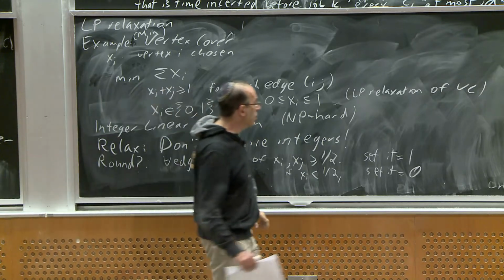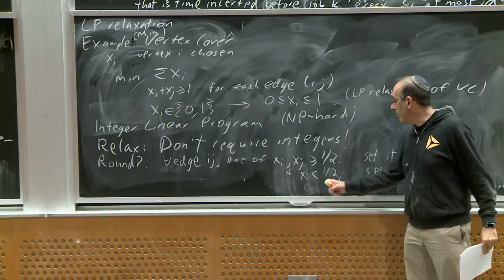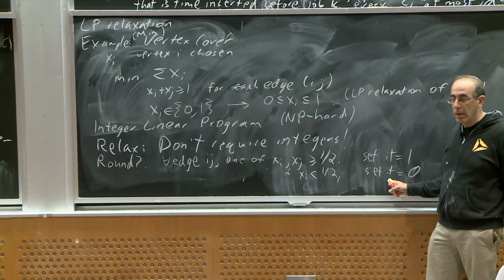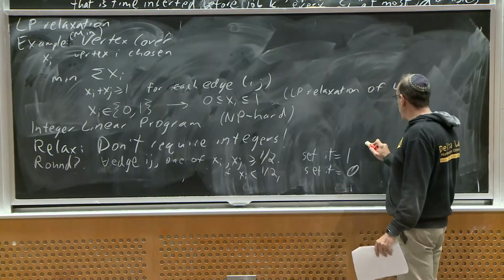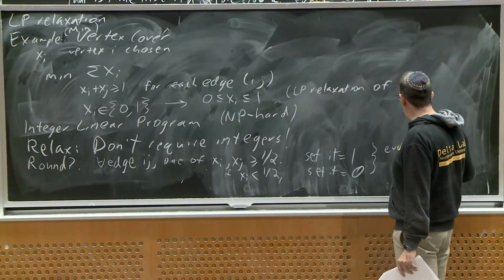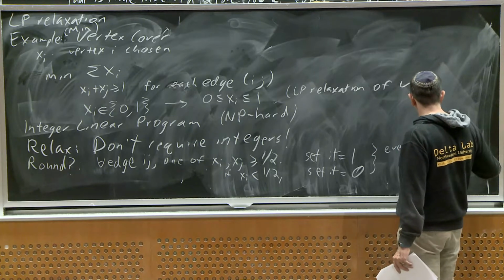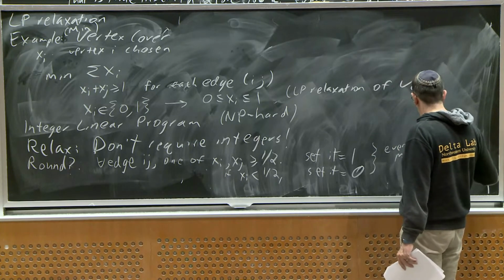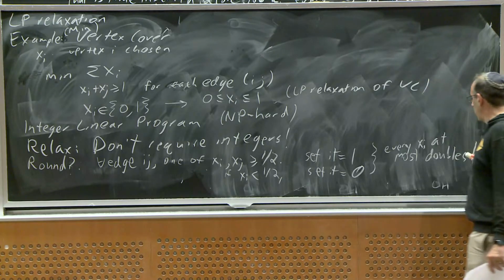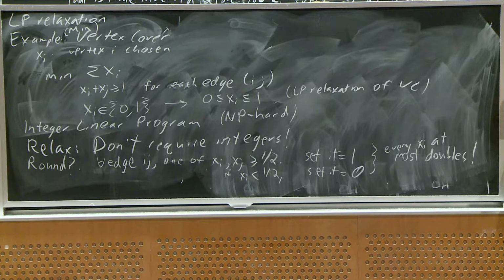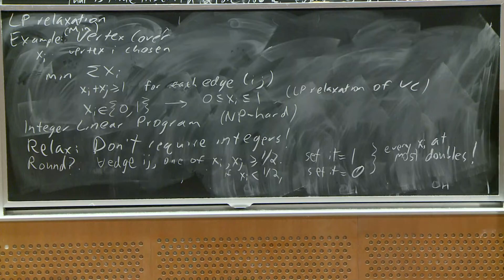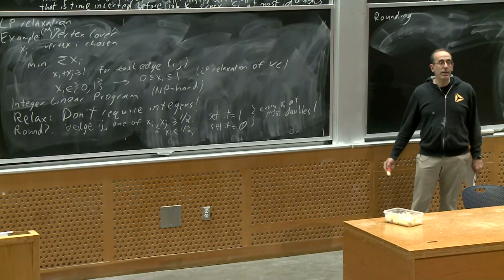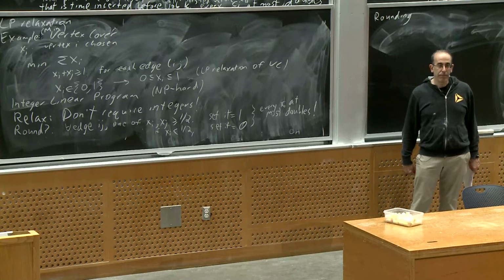Now, if we look at our rounding procedure, what do we do? If xi is less than a half, we set it to 0. That certainly doesn't make things worse. We only set it to 1 if it was originally at least a half, which means that every xi is at most doubling. And if every xi at most doubles, then the sum of the xi's at most doubles, which means that our integer solution is going to be at most twice the fractional optimum, which means that we have a 2 approximation.